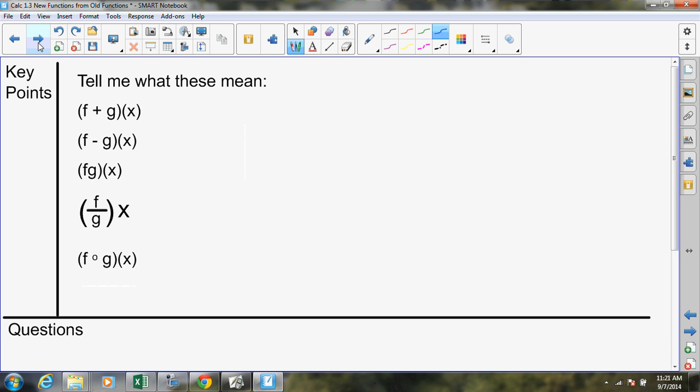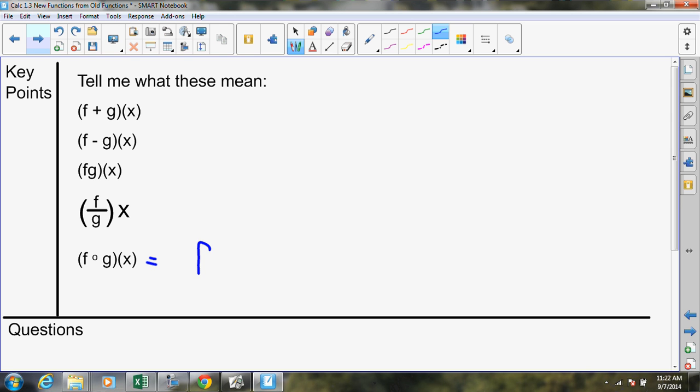Quick rehash. Tell me what these notations mean. Of course, f plus g of x is indicating you take two different functions and you add them up. F minus g, you subtract. Fg, you multiply them. F over g, you divide. And f with the little circle g, f composed with g, or f of g. This is the big one that is our function composition.